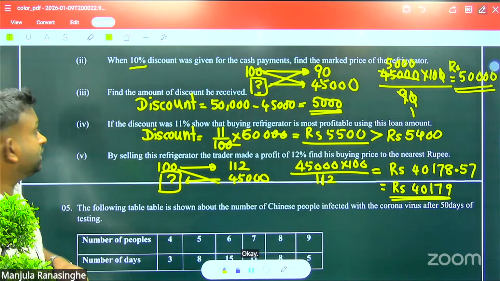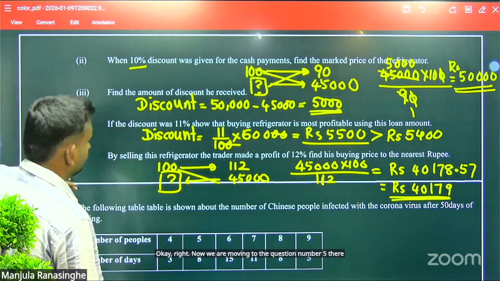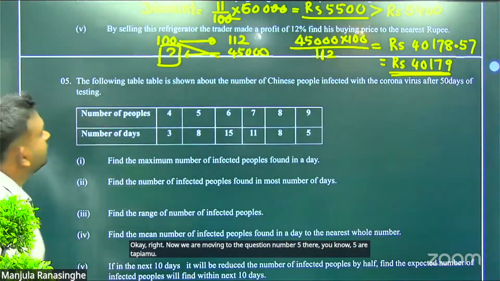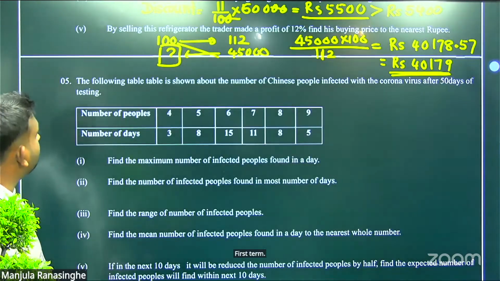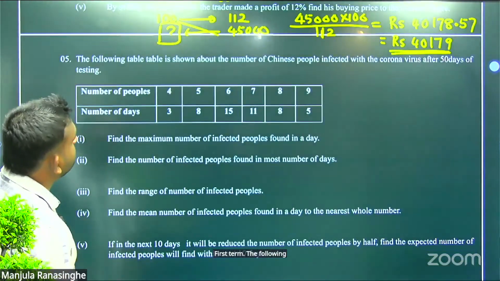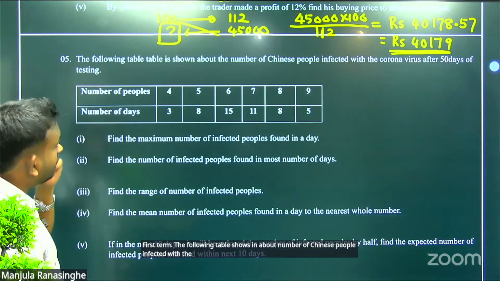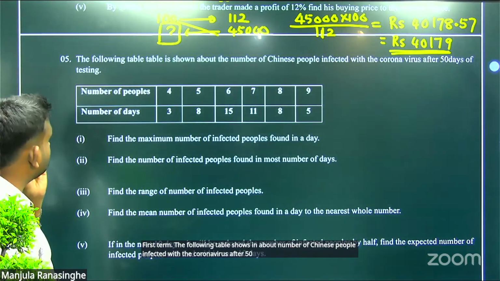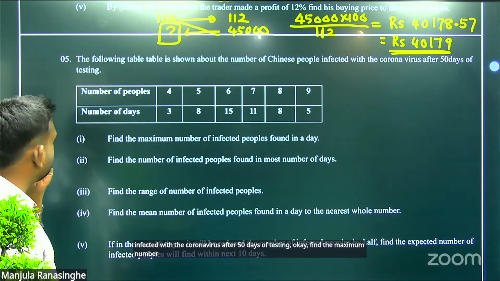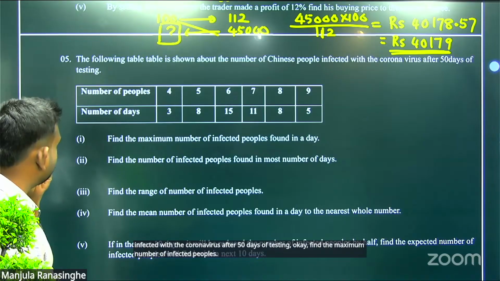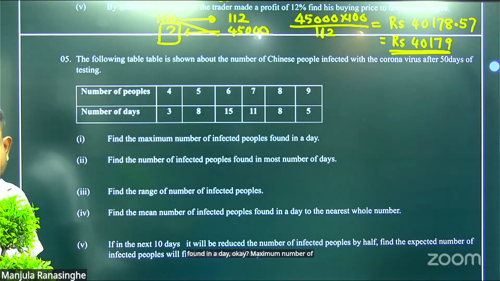Now we are moving to question number 5. This also comes in the question set for the first term. The following table shows the number of Chinese people infected with the coronavirus after 50 days of testing. Find the maximum number of infected people found in a day.